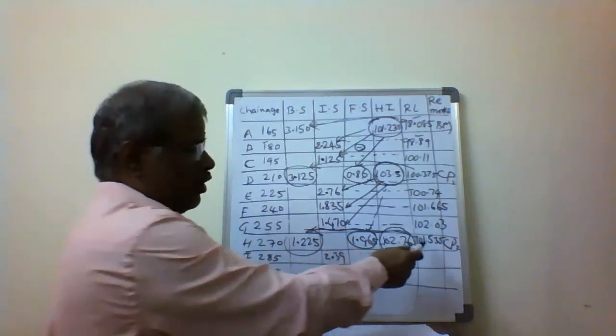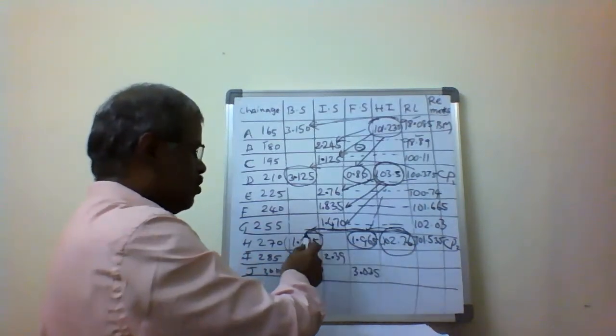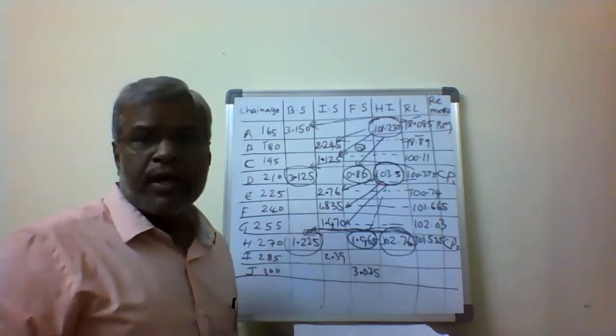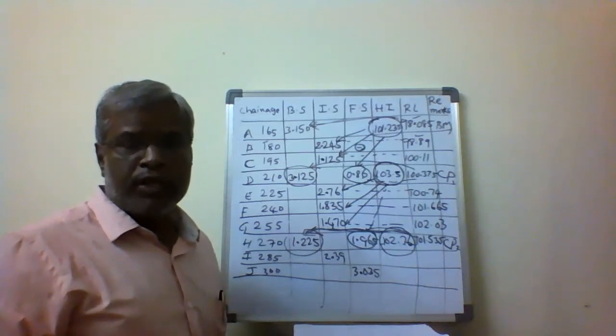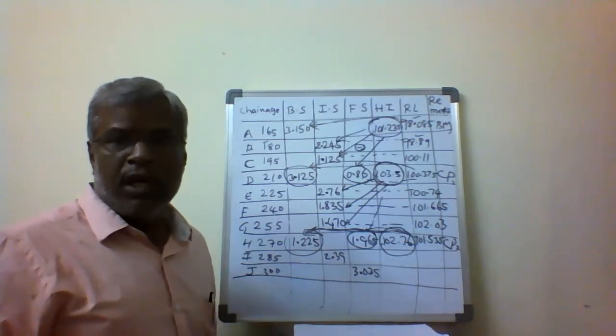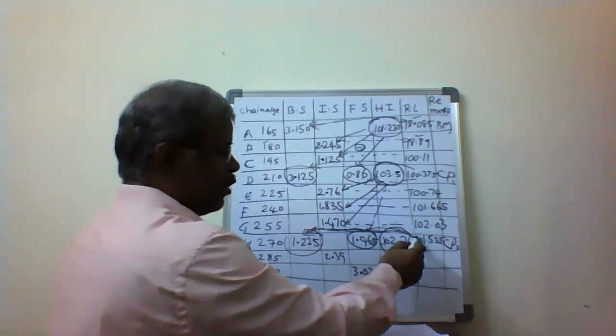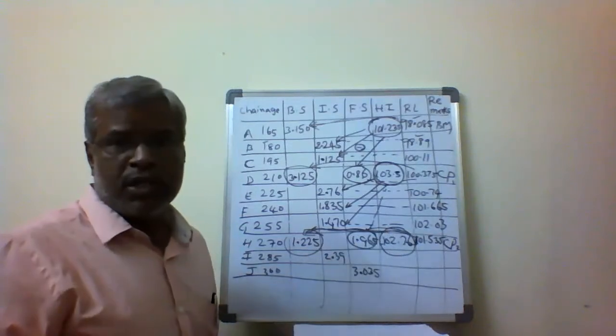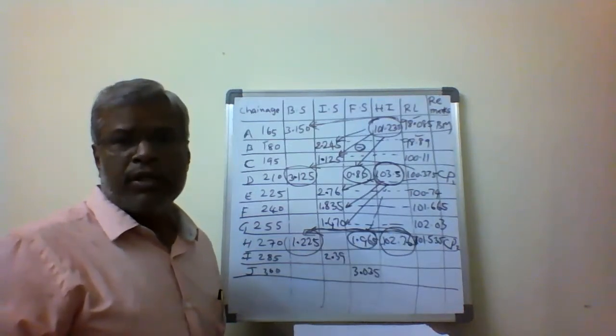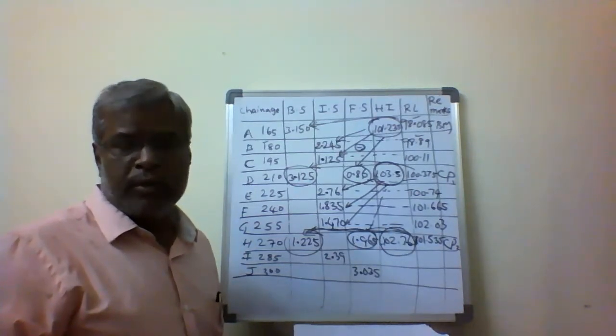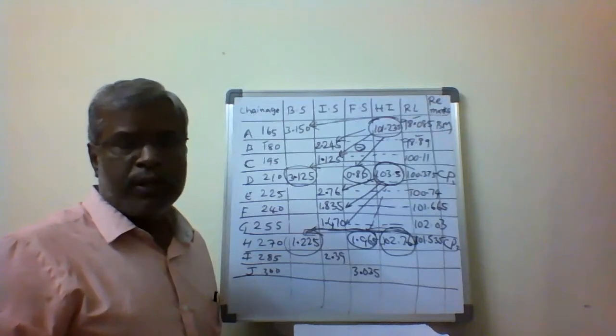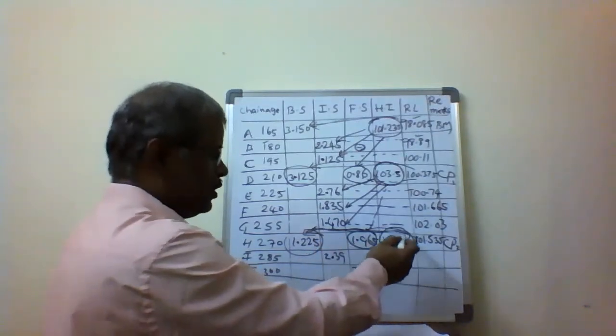102.76 is 101.535 plus the backsight reading at H. I am able to get the height of the instrument plus the backsight reading. 101.535 is the known elevation at the point H, and adding to that 1.225, that is the backsight reading at the point H, we are able to get the height of the instrument, 102.76.